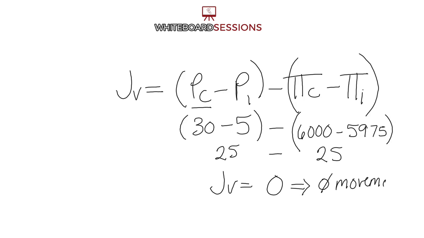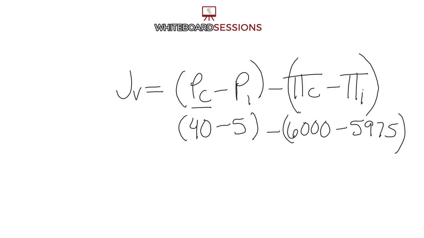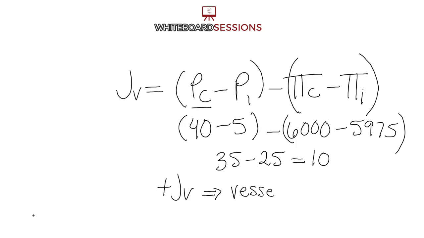All right, let's change our numbers a little bit. Let's make it 40 minus 5, okay? 40 minus 5 and leave the rest of the numbers the same. Now we have 35 minus 25, which gives us a positive 10. Well, what does that mean? Well, if you have a positive JV, a positive fluid movement, that means that you have fluid going from the vessel to the tissue. All right. A negative JV would mean that we're sending fluid from the tissue to the vessel.